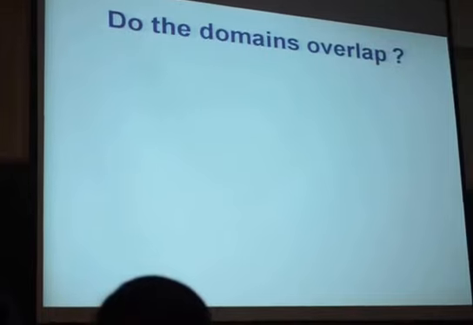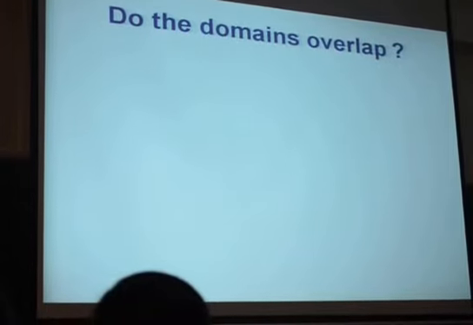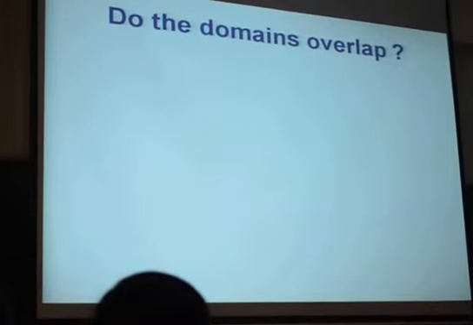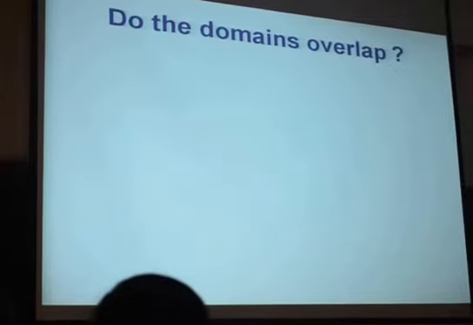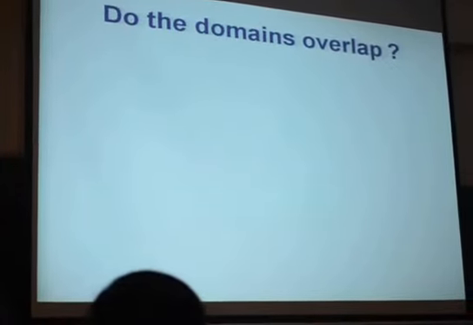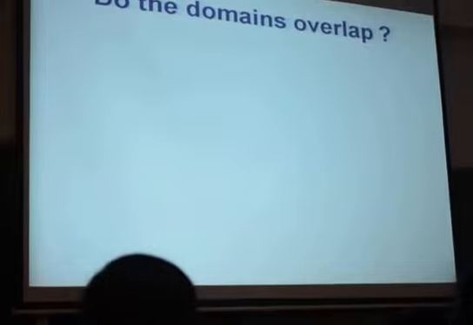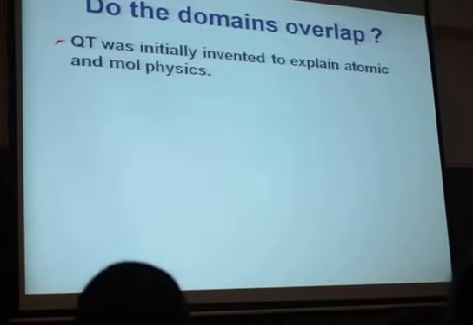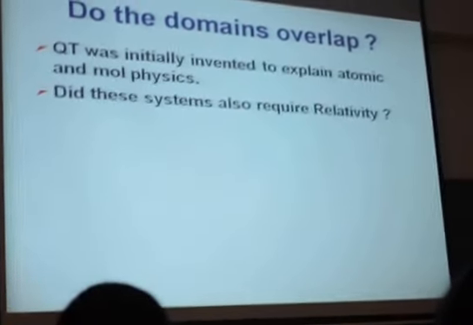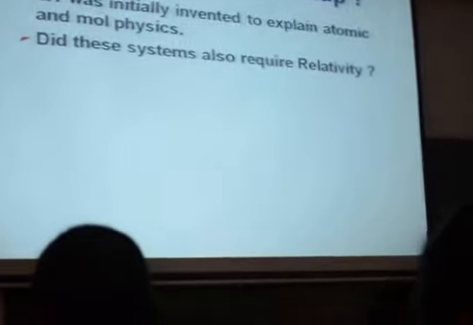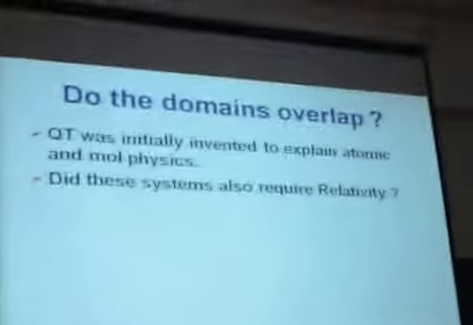Quantum theory and relativity. Do they overlap? Because if they overlap, and where they overlap, you have to use both. And when you have to use both, you have to make sure that the principles of one don't clash with the principles of the other. So let's look at the atomic and molecular phenomena. That's what quantum theory was invented for, where quantum mechanics really is needed and gives substantial results.